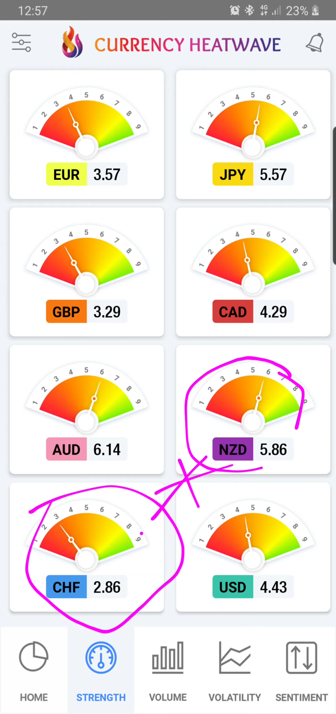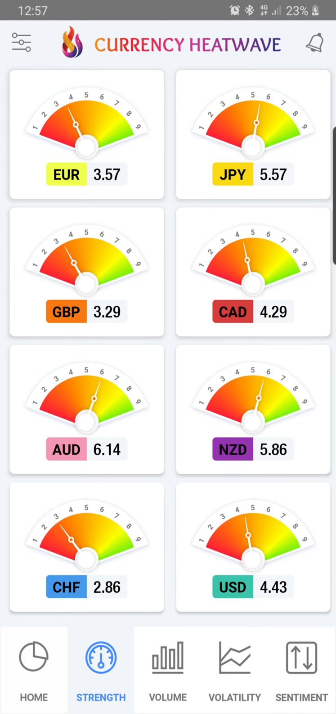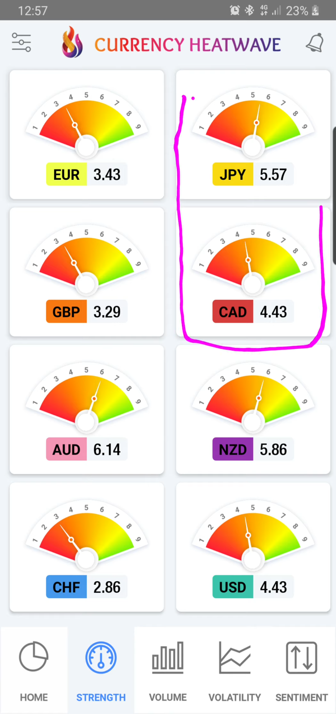If you pair a currency with a value of 2 to one with a value of maybe 7 or 8, once you open the chart you are going to see that it is a trending market, either uptrend or downtrend. But once the range between them is not that large, like checking this CAD JPY, you can see it's 4.43 and 5.71. Once the range is within 1 or 2, it's going to be a consolidating, maybe ranging market.